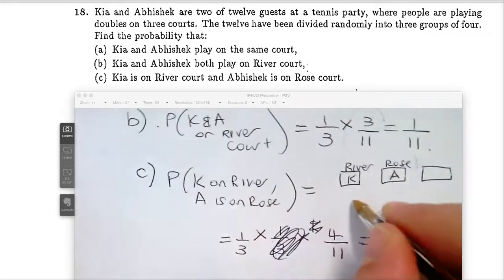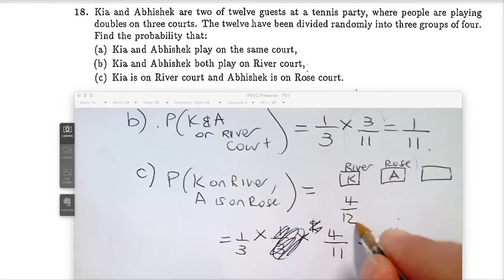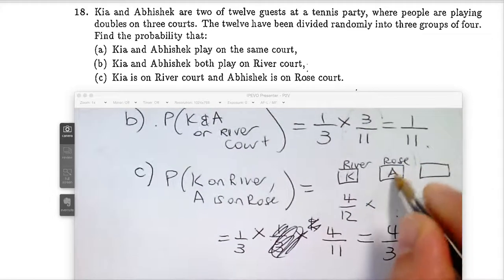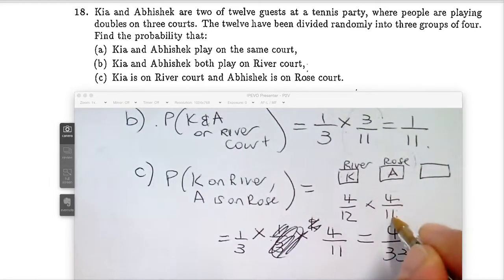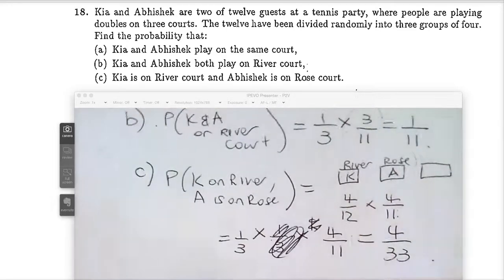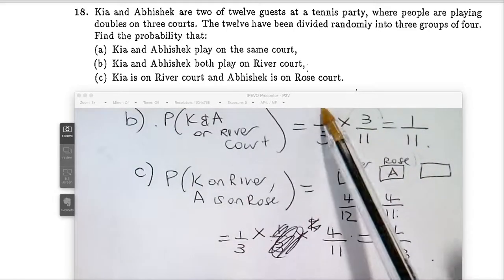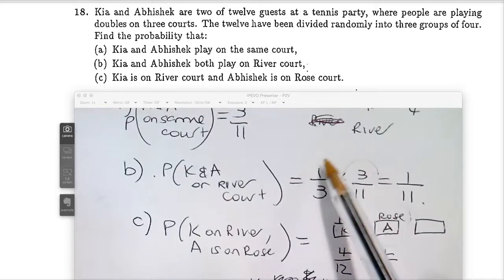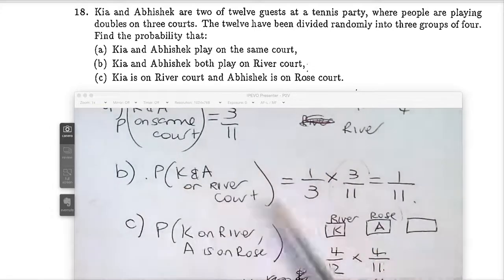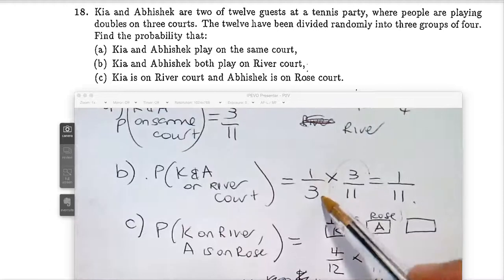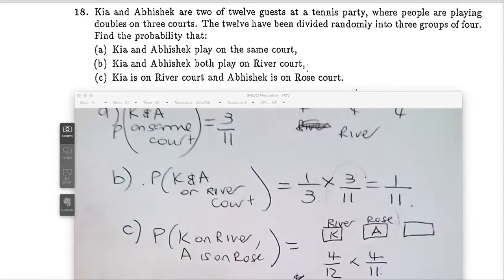If K has to be on River Court, that's 4 chances out of 12. And if Rose then has to be, that's 4 chances out of 11. So doing the 1 out of 3 here as well, that's the chance that he'll beat K and A on River. K's got 4 out of 12 chances. That one's got 3 out of 11. Yeah, that's easier.